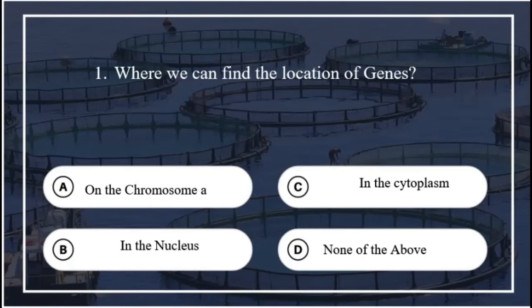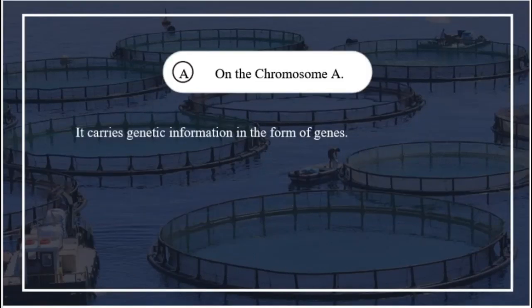1. Where can we find the location of genes? A. On the chromosome. B. In the nucleus. C. In the cytoplasm. D. None of the above. Answer: A. On the chromosome. It carries genetic information in the form of genes.